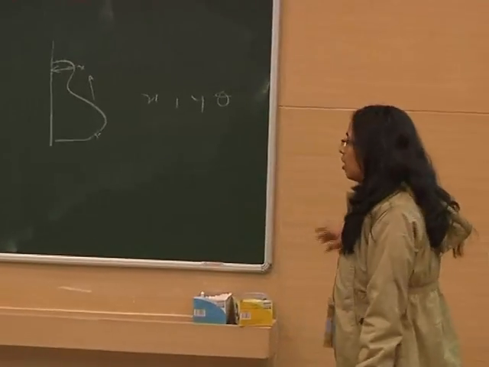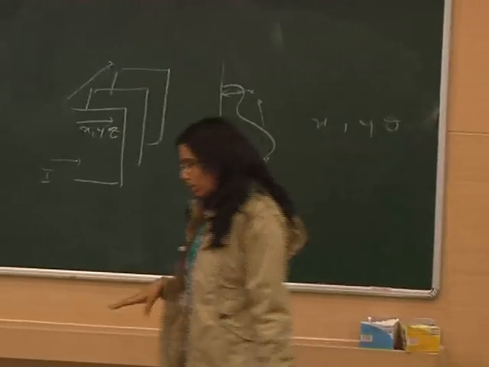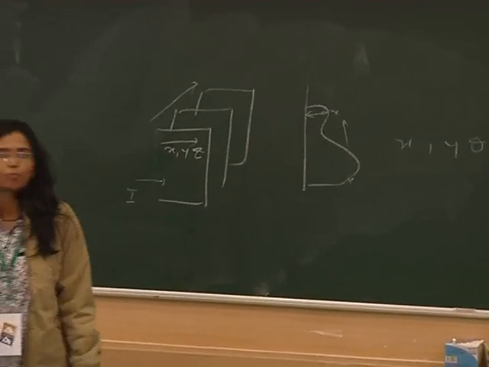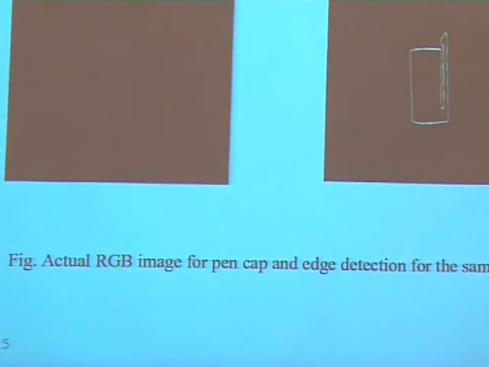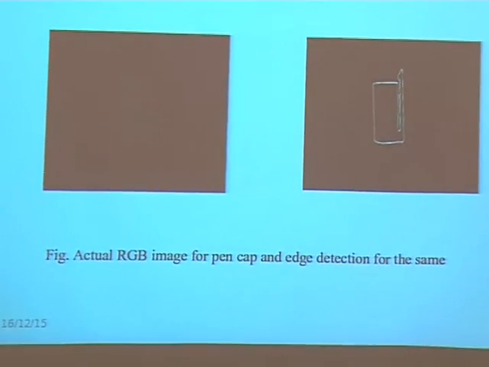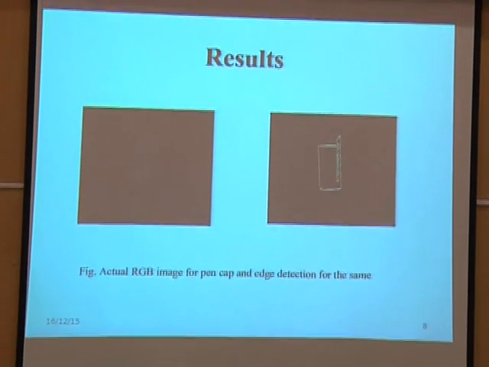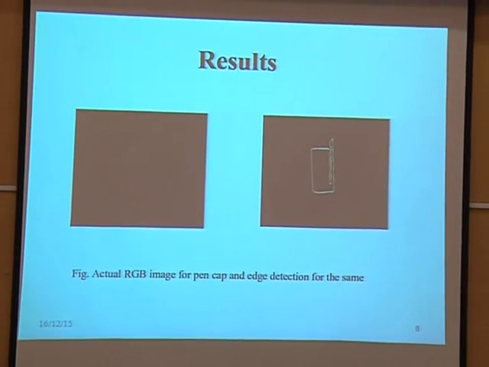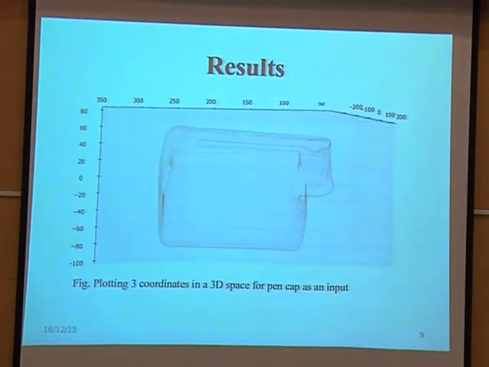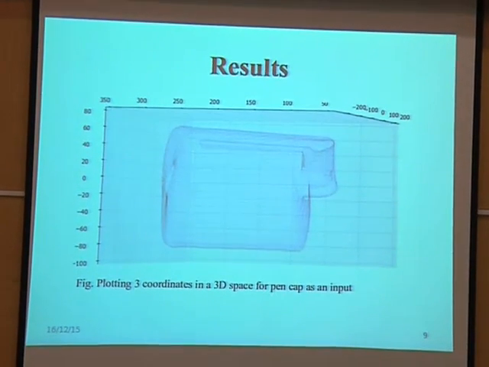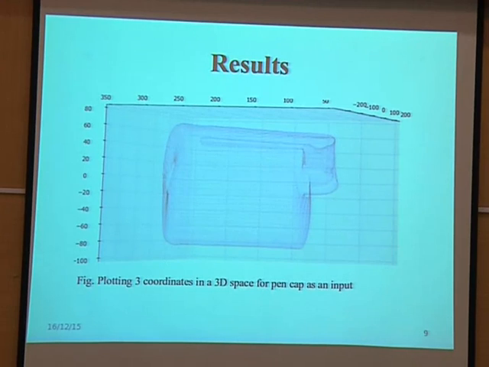Then I simply plotted this data using matplotlib 3D projections, and here are some results. This is the object that I have segmented out. This is a simple pen cap. The contour detection for the same. With this image, this is the 3D thing that I have got with the plotting of the images. This is a simple 3D plotting.